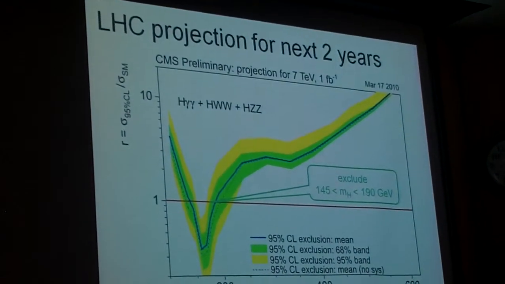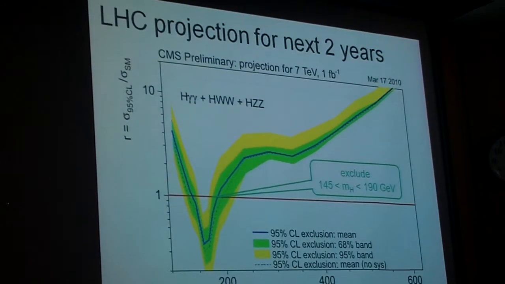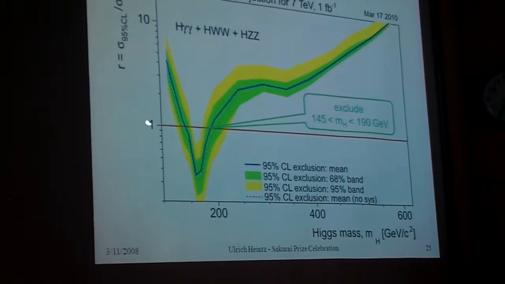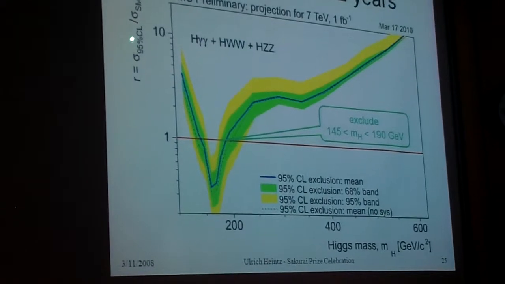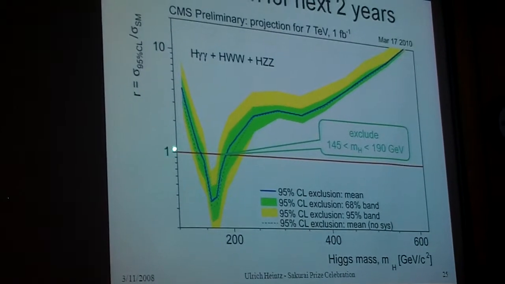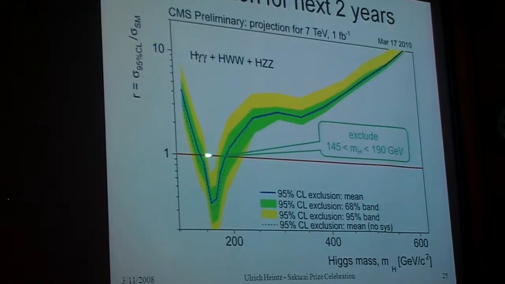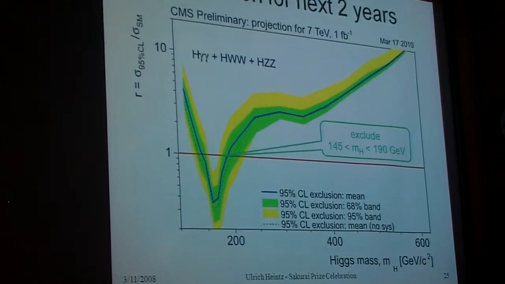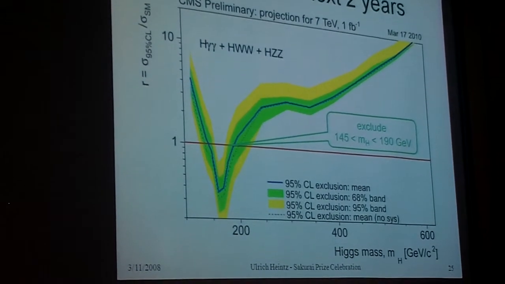Okay, what can the LHC do in the next couple of years when the energy will be 7 TeV and maybe an inverse femtobarn will be accumulated? So these are very recent projections from CMS. You can see here the ratio of the 95% confidence level expected limit to the standard model cross-section, and where the line goes below 1, that's the mass that you can exclude. You see it's about 145 to 190 GeV that CMS would be able to exclude over the next 2 years. And this is using these 3 decay modes.